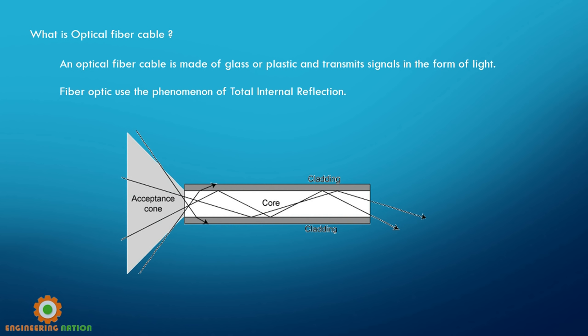This is the basic diagram of optical fiber cable. The optical fiber cable contains core and cladding, and the acceptance cone. The arrow shows the light propagation. So this is the basic diagram of fiber optic cable.